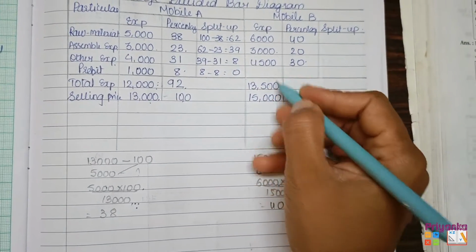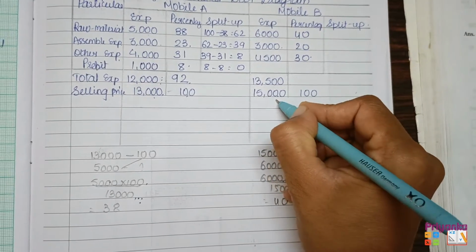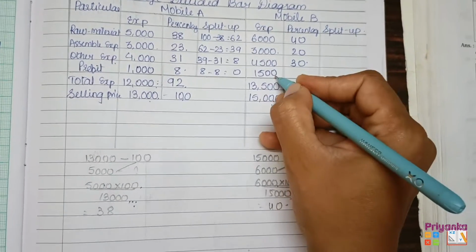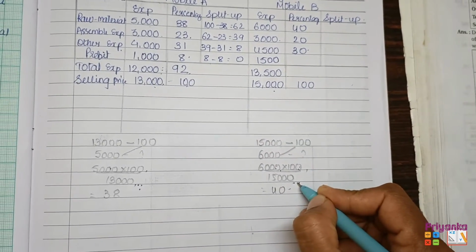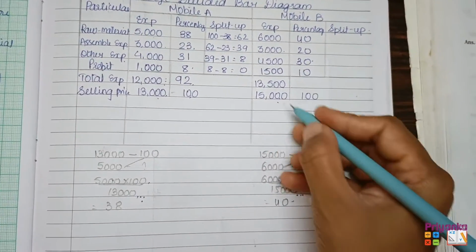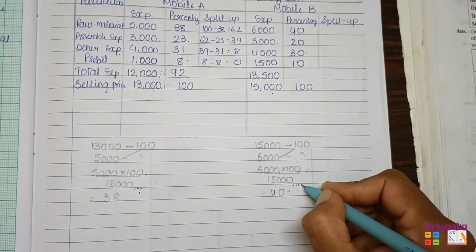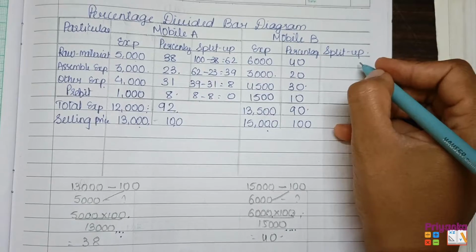Same. Here we'll first of all find out the profit, that is 13,500 minus 15,000, and we get the profit of 1,500. Take the 1,500 multiplied by 100 divided by 15,000. You'll get 10%. For the total expense, 13,500 multiplied by 100 divided by 15,000, you'll get 90. Now out of this, let's split up.